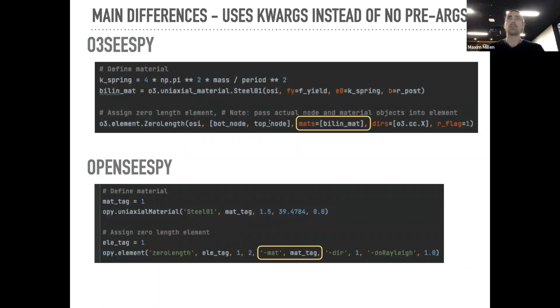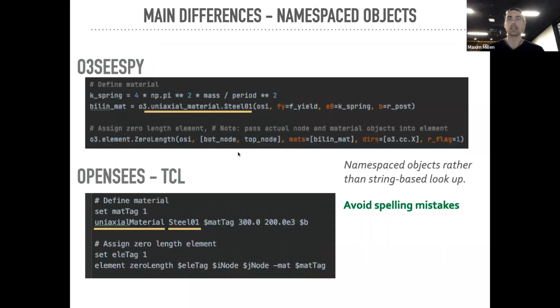The other big difference here is that we're using keyword arguments instead of this pre-arg format where you needed to pass in a string indicator before you passed in another Python variable. Instead, you can pass in these arguments in any order, and you're using the standard Python args and kwargs approach to define those objects. So it just makes it more Pythonic, I think is the word.